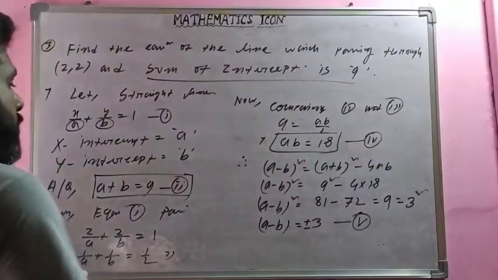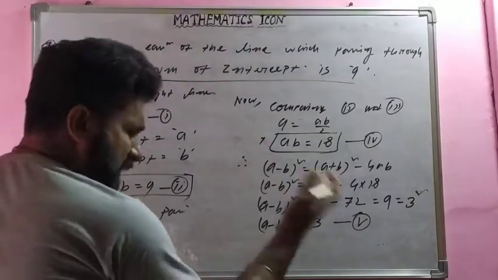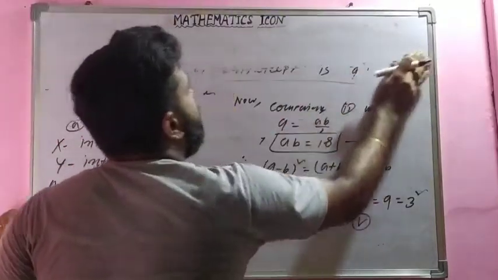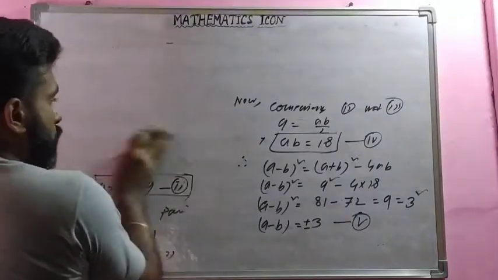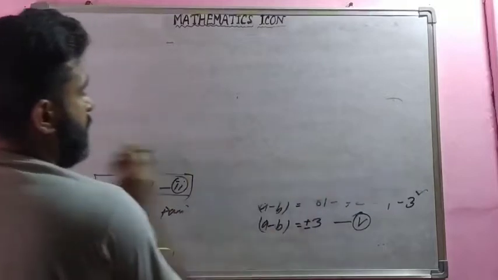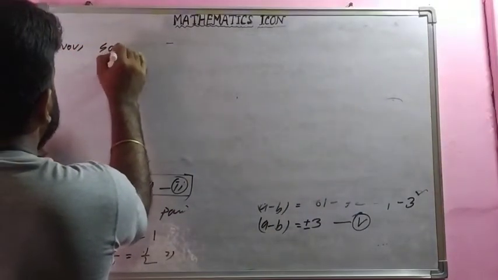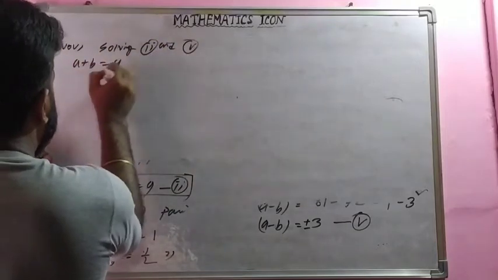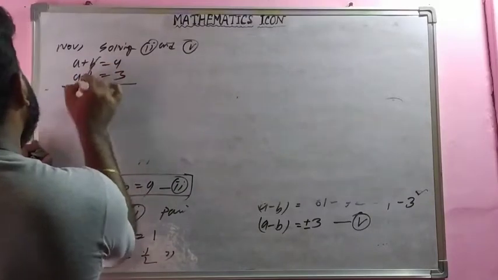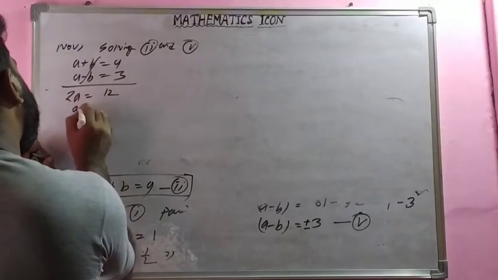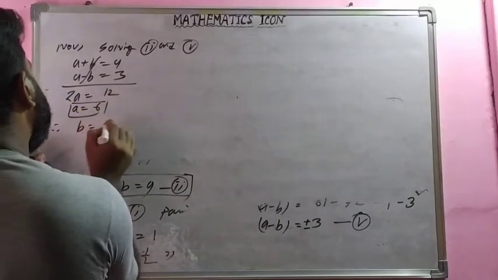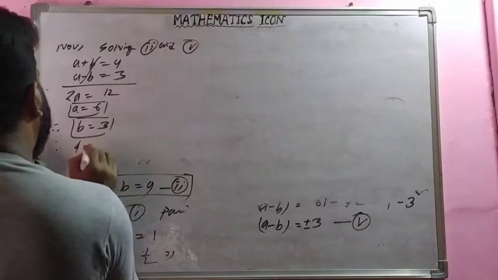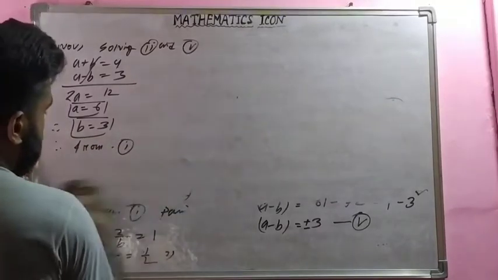Okay, so now a plus b equals 9 and a minus b equals plus 3 and minus 3. So now solving these two equations you will get the final values of a and b here. Now solving equations 2 and 5. So a plus b equals 9, a minus b equals plus 3, लेके करते हैं, plus b minus b cancel, twice a equals 12, a equals 6. So b equals, a plus b अगर 9 होता है, a का वैल्यू 6 है तो b का वैल्यू 3 होगा. So from 1, okay, फाइनल आपको स्ट्रेट लाइन के इक्वेशन मिल गया.